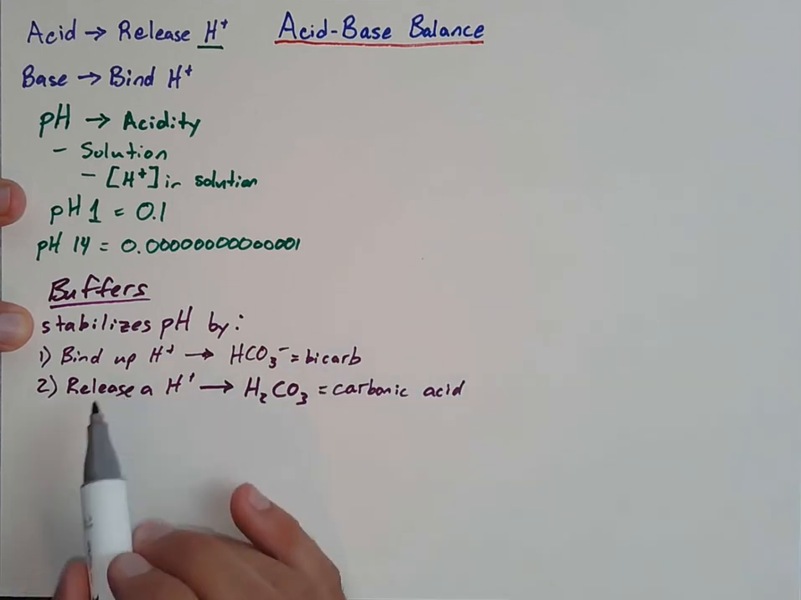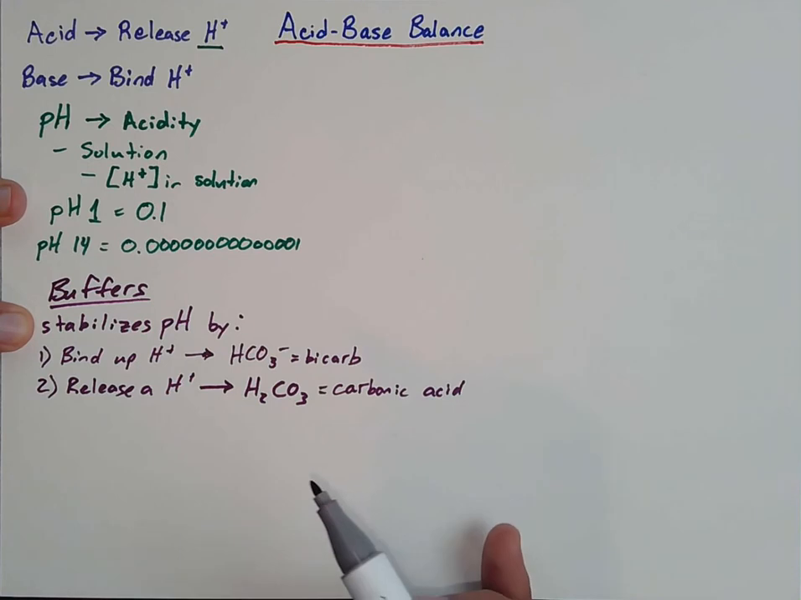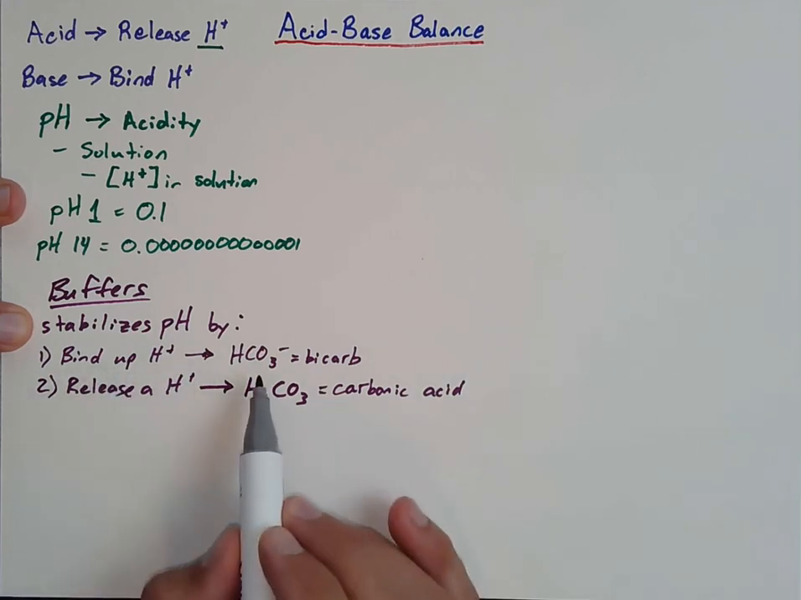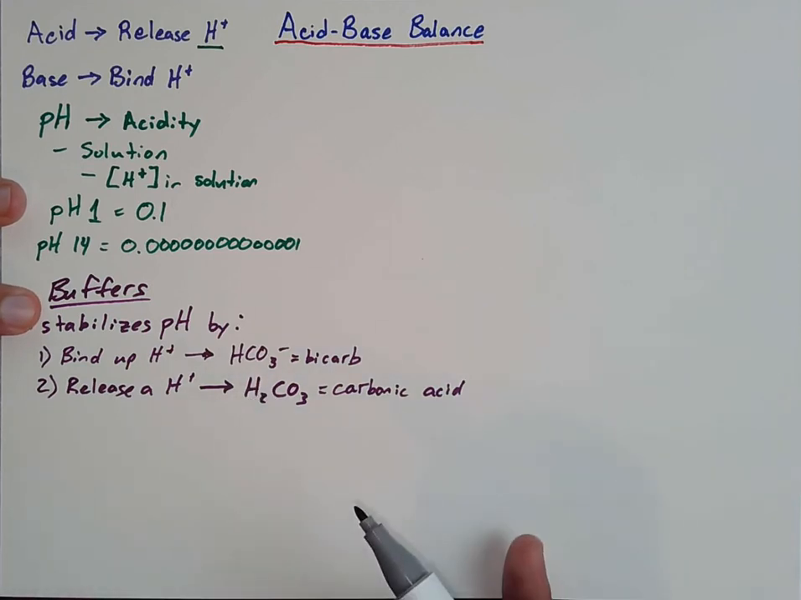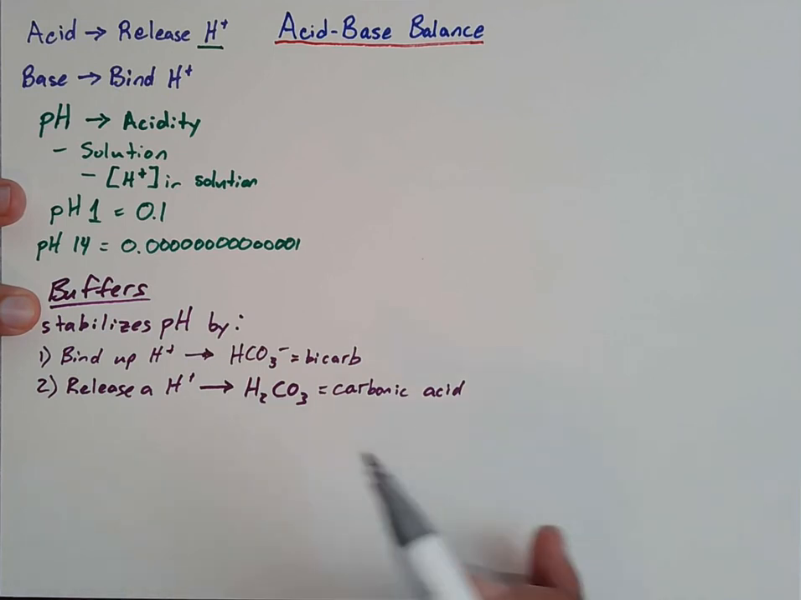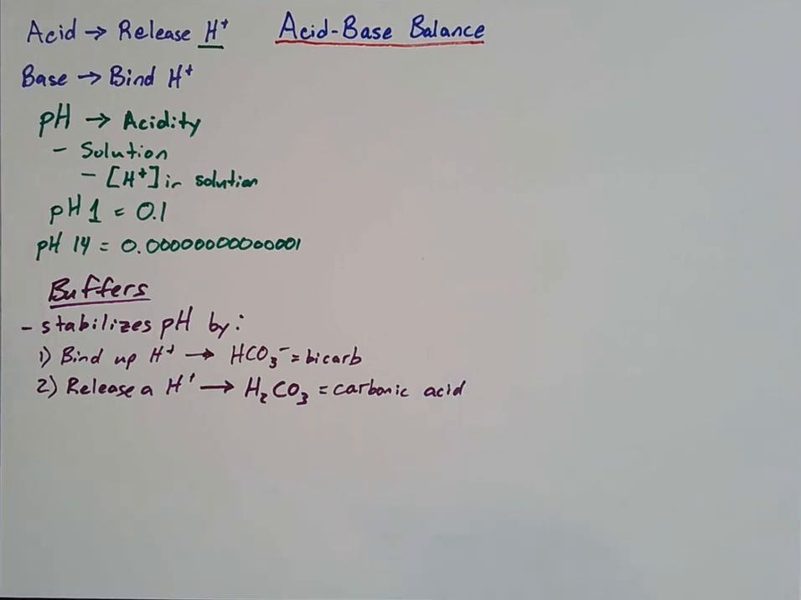So what if there are too many hydrogens in the bloodstream? Well, then those hydrogens are going to be binding to bicarb. But what if there are too few hydrogens in the bloodstream? Well, then carbonic acid is going to start to release those hydrogens. I hope that started to make sense. We're going to do a couple of examples of this in just a bit. There are other buffers in the human body as well, and we'll go through some of those in just a little bit. But these are the primary buffers.